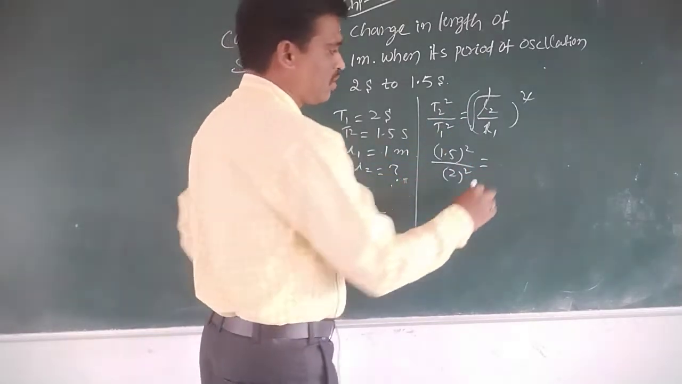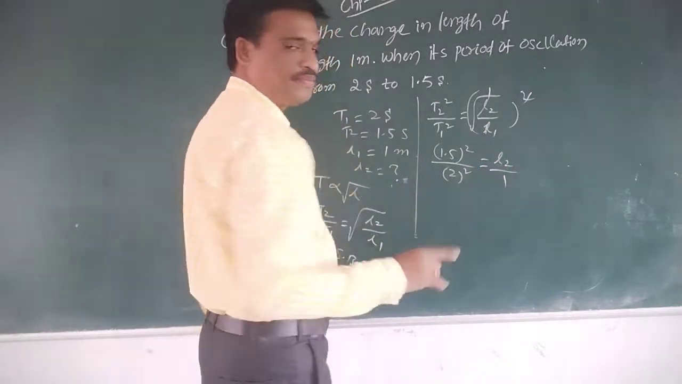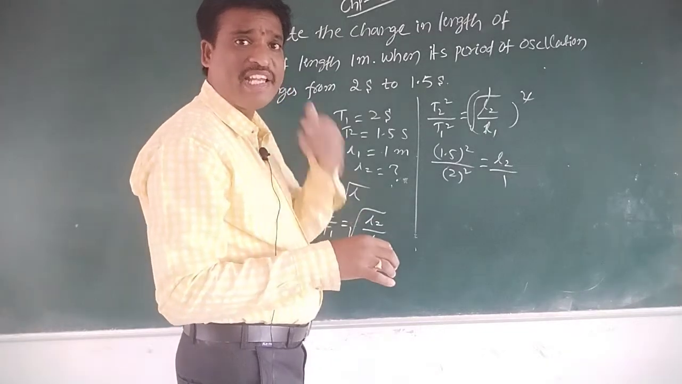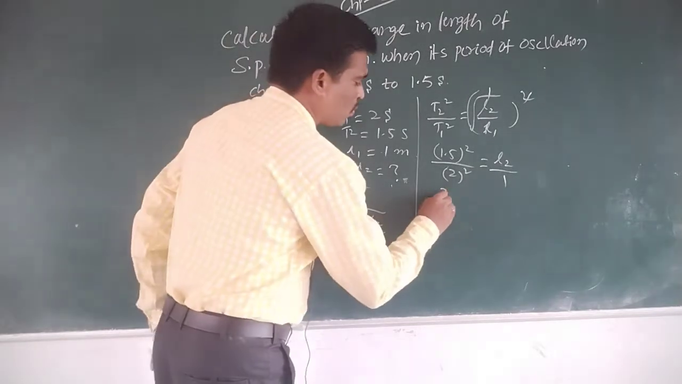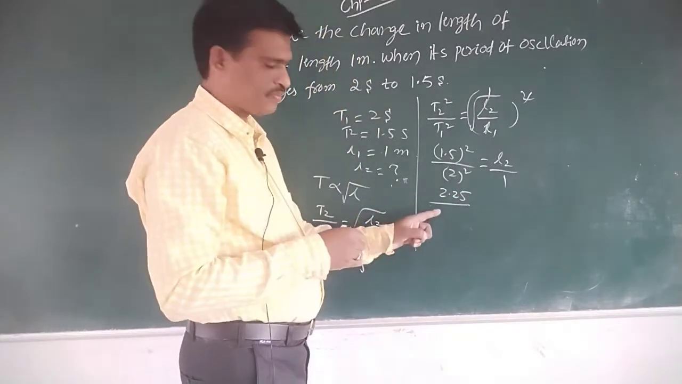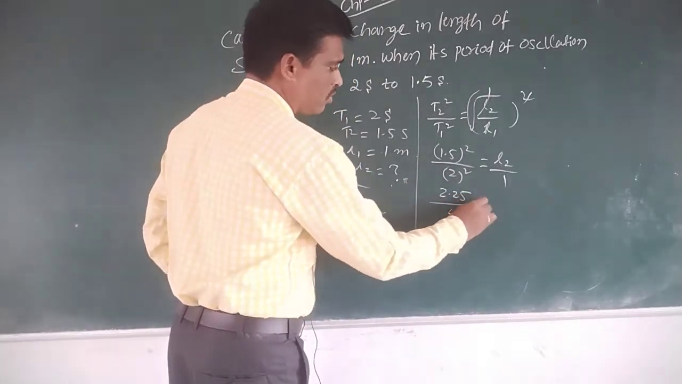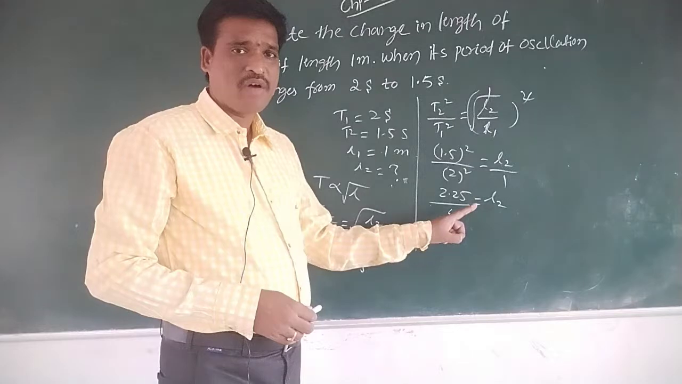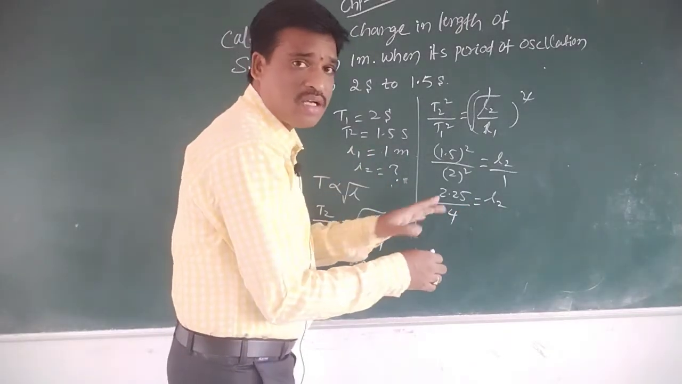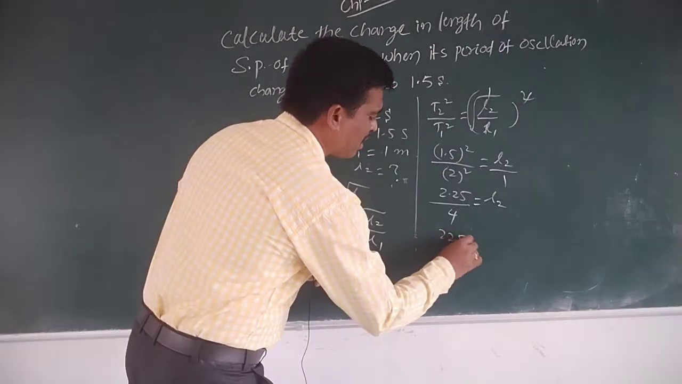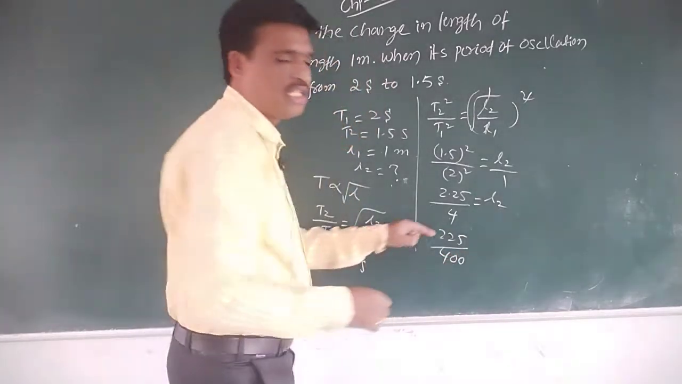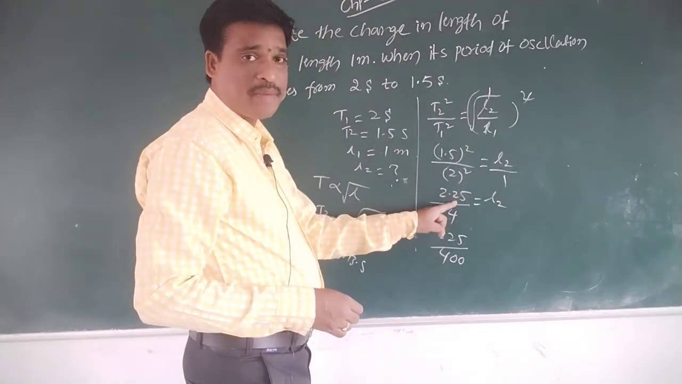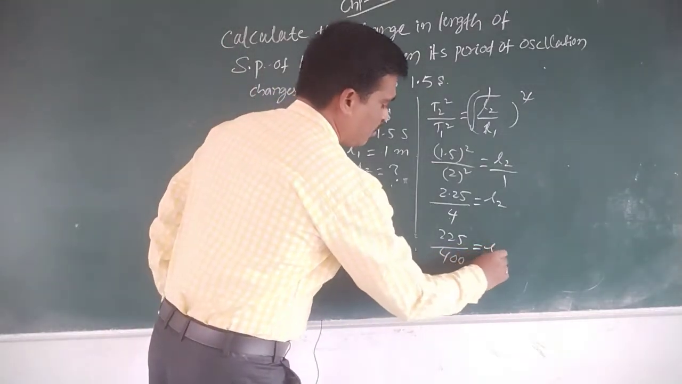L2 is equal to how much? L1 is equal to 1. 1.5 whole square is how much? 1.5 into 1.5 is how much? 2.25 by 2 square means what? 4. L2. Remove the decimal. After the decimal how many numbers are there? 2 numbers. It means remove the point. 225 by, how many zeros to take in the denominator? 2 zeros, because after the decimal there are 2 numbers. That is equal to L2.